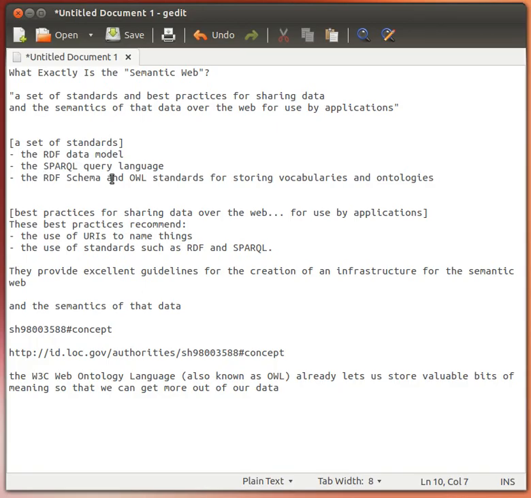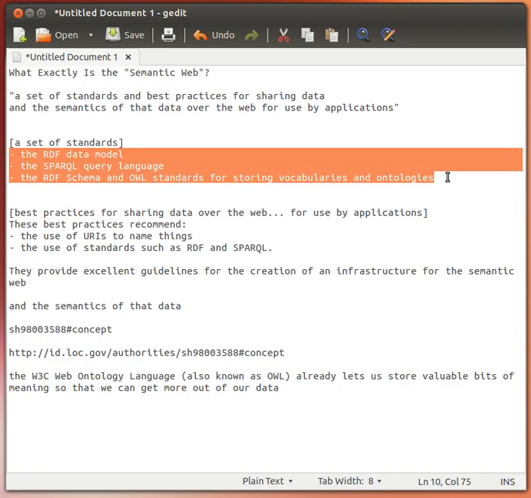And then we have the RDF Schema and the OWL standards for storing vocabularies and ontologies. I'll explain what ontologies are and why we have these vocabularies in my coming videos. And that's the idea behind the standards, and these are the standards for the semantic web, again, for data to be shared and used by applications.